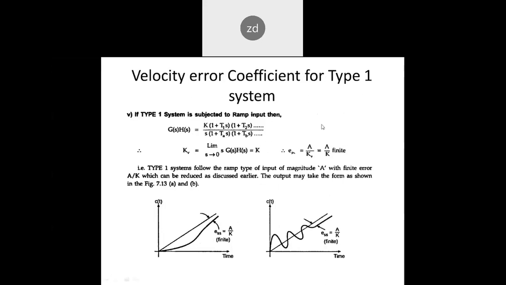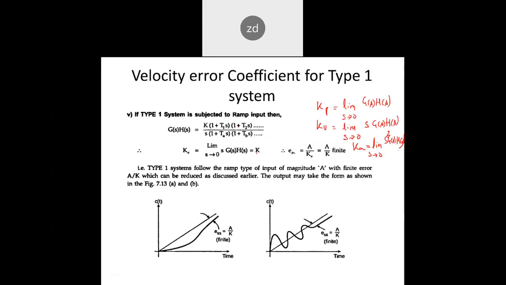Now let's go to the understanding of the velocity error. We already know how the error constants are defined. Kp is equal to limit s tends to 0 of G(s)H(s), and Kv is limit s tends to 0 of s G(s)H(s). Similarly, Ka is only the power of s getting increased: limit s tends to 0 of s square G(s)H(s). So here you note clearly the power of s.